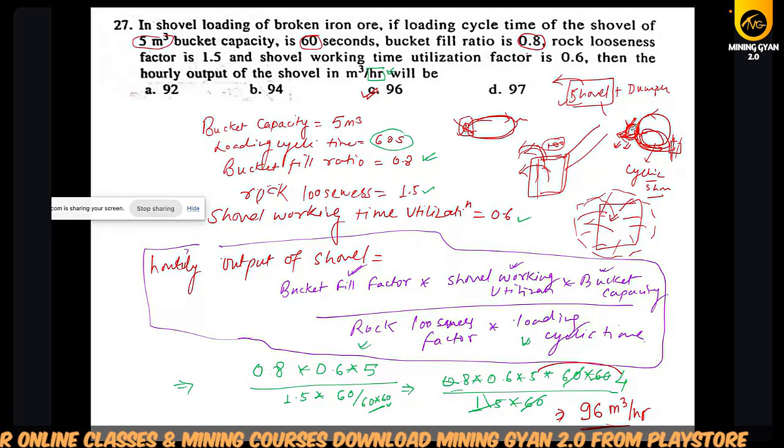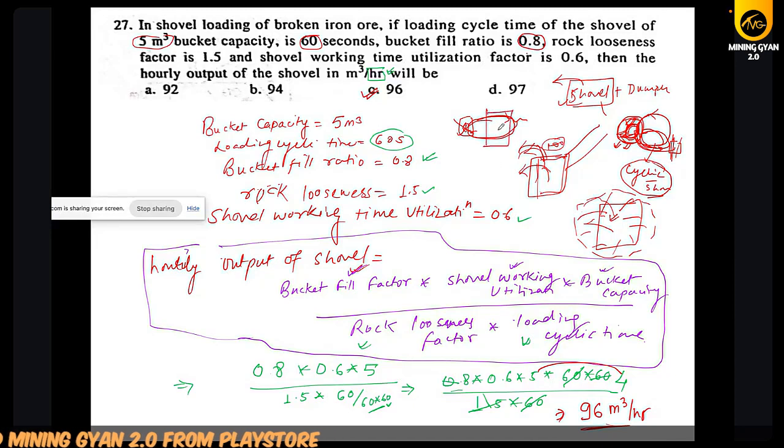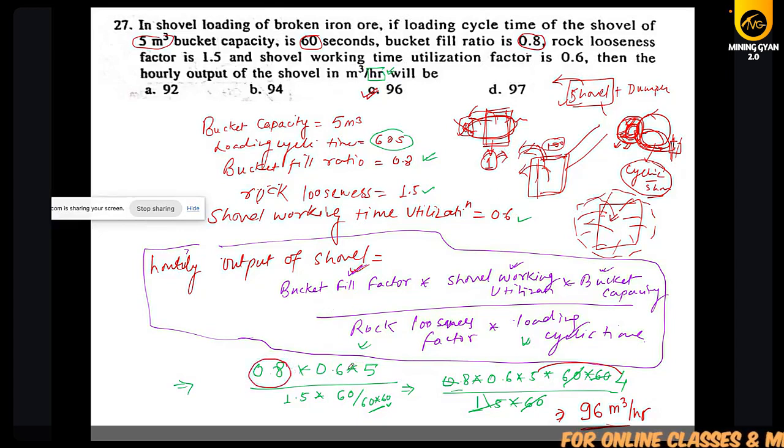Here you should know the cyclic time of the shovel, and you will need the bucket capacity of the shovel. Then the bucket filling factor. The bucket will not fill completely; sometimes OB will fall down. So the filling factor will always be less than 1, because some material will definitely fall down. Here the bucket fill factor is 0.8.